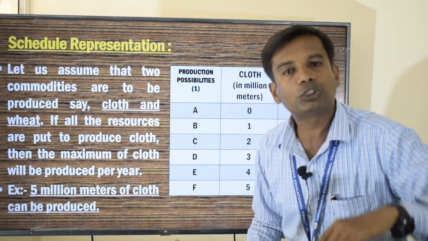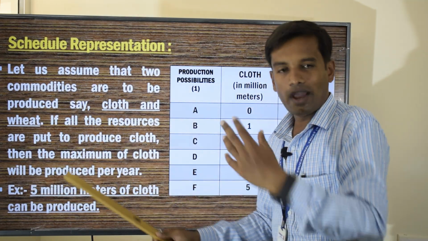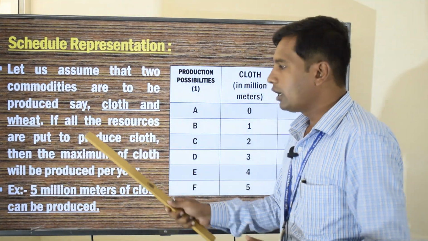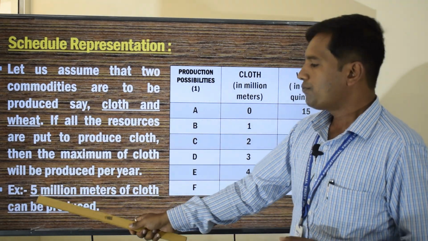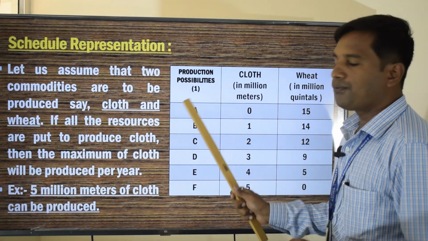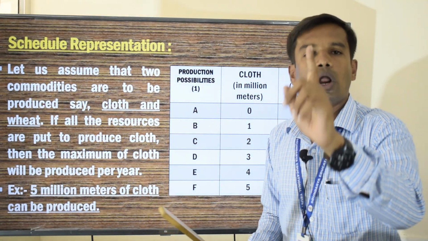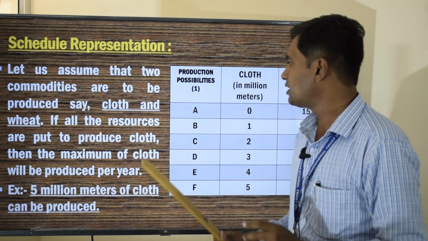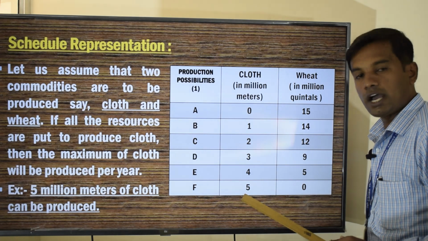How is an economy going to produce these two goods in different quantities and in different combinations? So let us discuss now. For example, if an economy wants to utilize the complete resources on one particular product, let us consider only cloth. Now see the F combination.